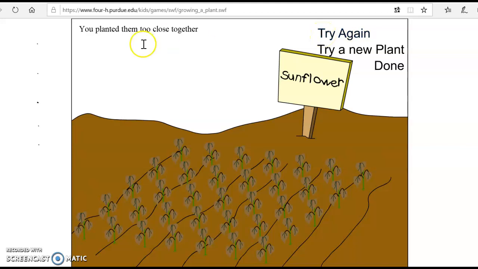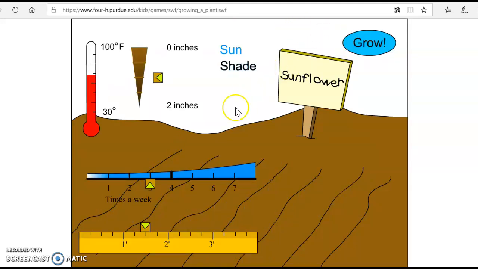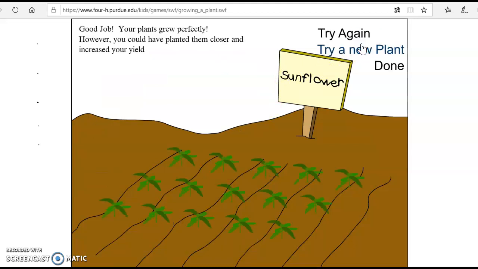Now, the only thing that I've done wrong is plant them too close together. So that's the condition that I'm going to change. So I'm going to go over here to where it says try again. And here is where I'm able to change how far apart my seeds can be planted. Let's see if 2.5 feet. You know what? Let's try 2 feet. Let's see if 2 feet apart is far enough. Now I'm going to click on grow.